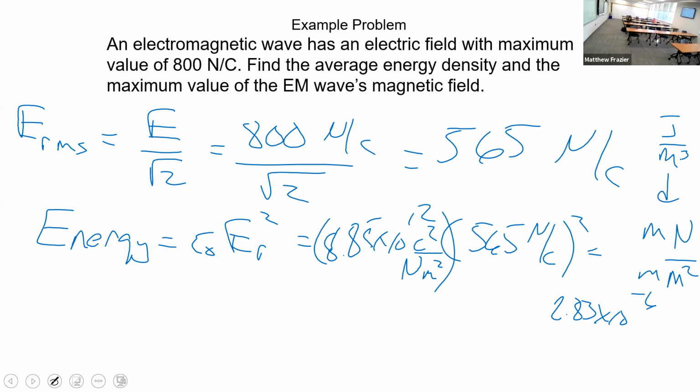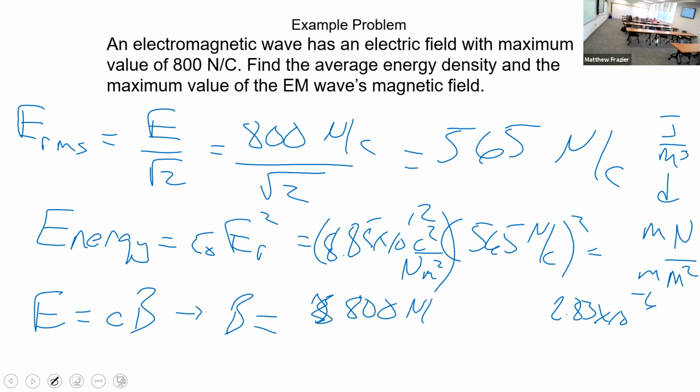And then we want to calculate the magnetic field. We're going to use E is CB. So B is 800 newtons per coulomb divided by 3 times 10 to the 8 meters per second. And it'll be something in Tesla. It's 2.67 times 10 to the minus 6. And that kind of makes some sense. That's not too terrible.